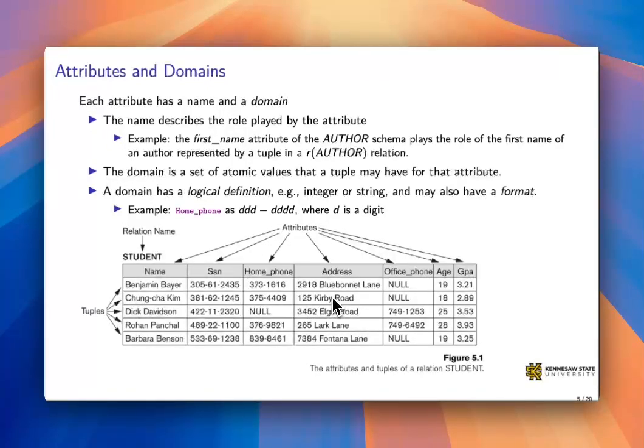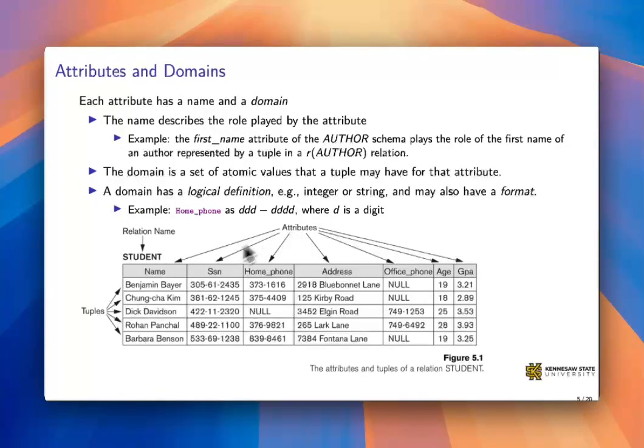So as we said, each attribute has a name and a domain. And the domain is a set of atomic values that a tuple can have for that attribute. And this domain is the logical definition, such as integer or string. But an attribute can also have a format. For example, in the relation that we see here, home phone could have a format DDD-DDDD, where D is a digit.